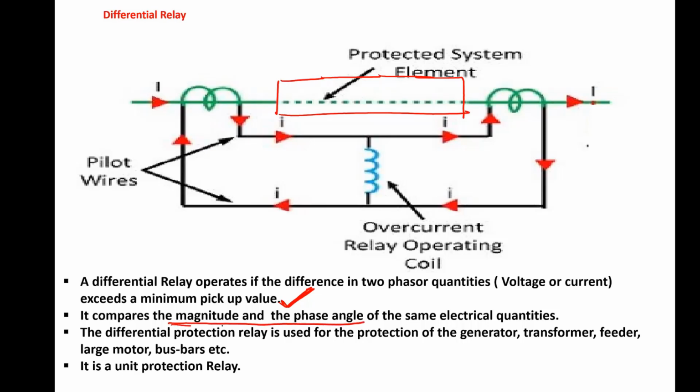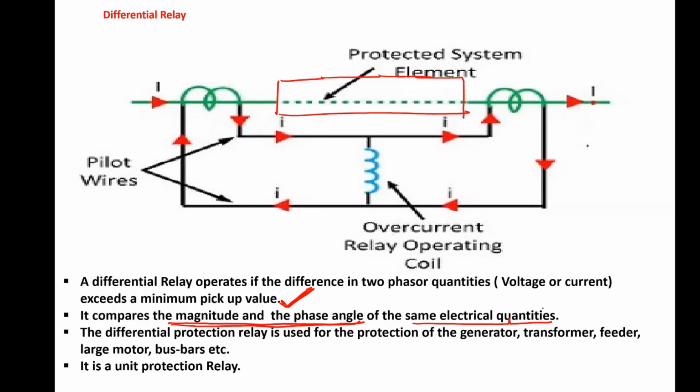Very important point. Many people think only magnitude comparison will be done. No, it compares both magnitude and phase angle of the same electrical quantities. So if it is a current differential relay, the comparison between two currents is being made. And if it is a voltage differential relay, then the comparison of the two voltages is being made.